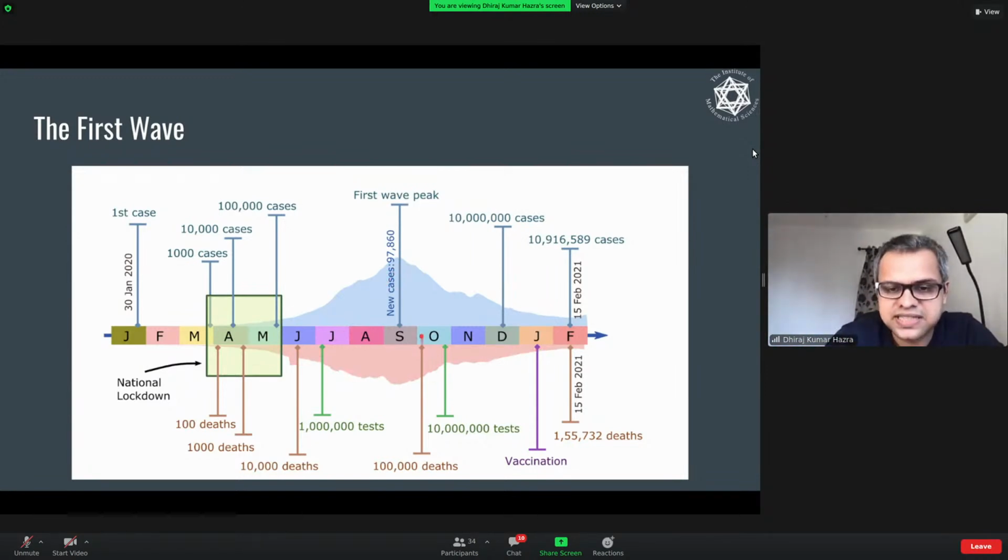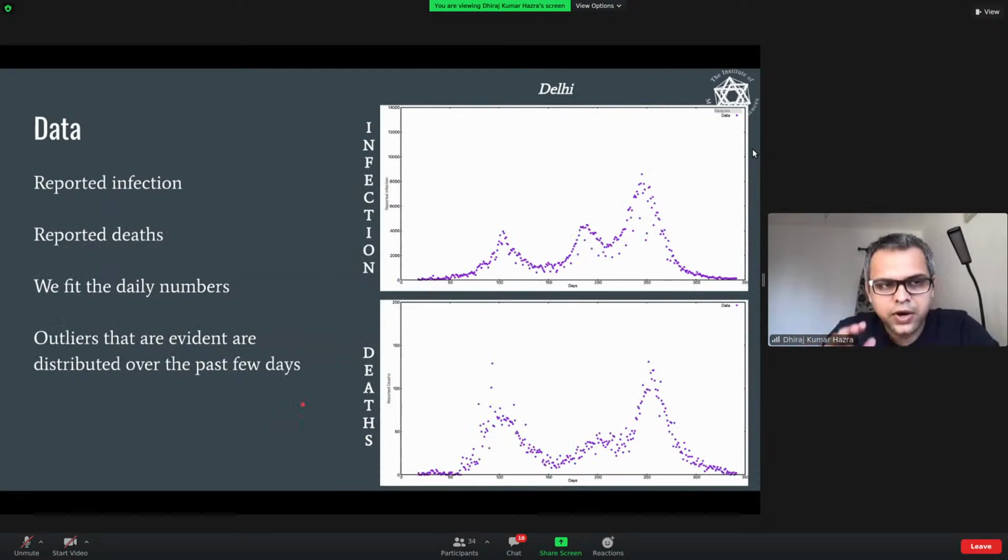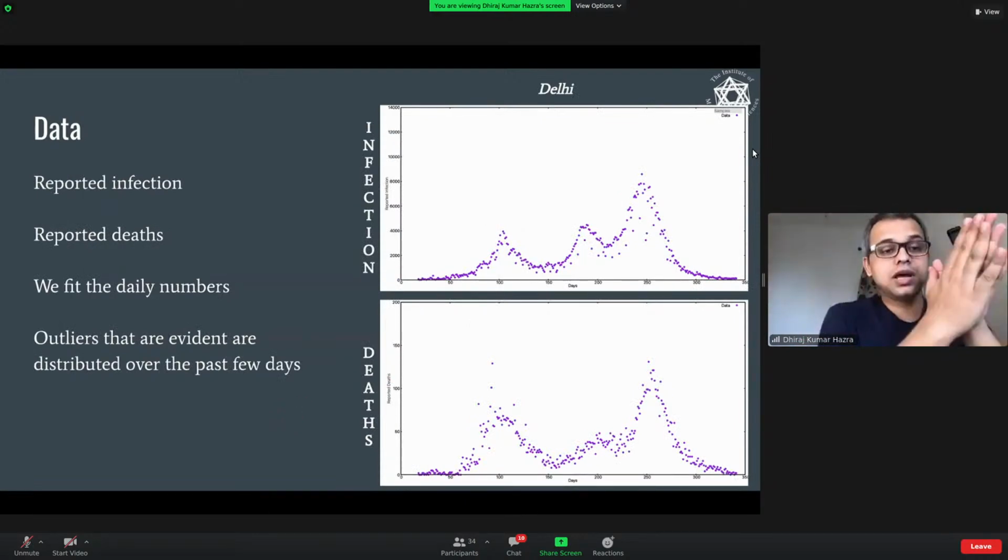Okay, and you can see that around the middle of September we had the peak in the infected. And this is the 68 days of lockdown. This box represents the 68 days of lockdown that we had. Okay, now let's come to the data. So we have the model, we showed what the model is. Now we have to come to the data.